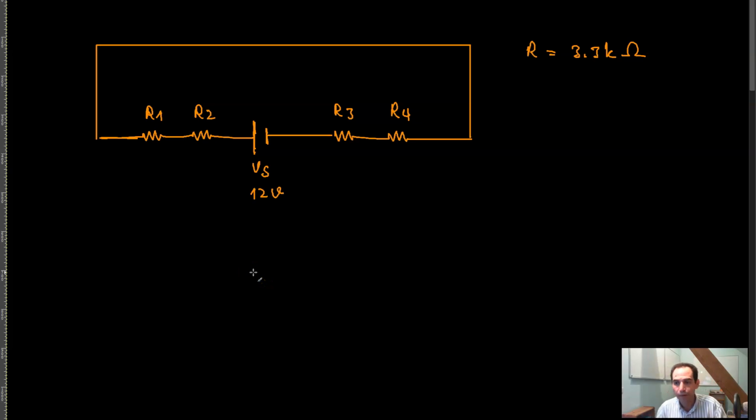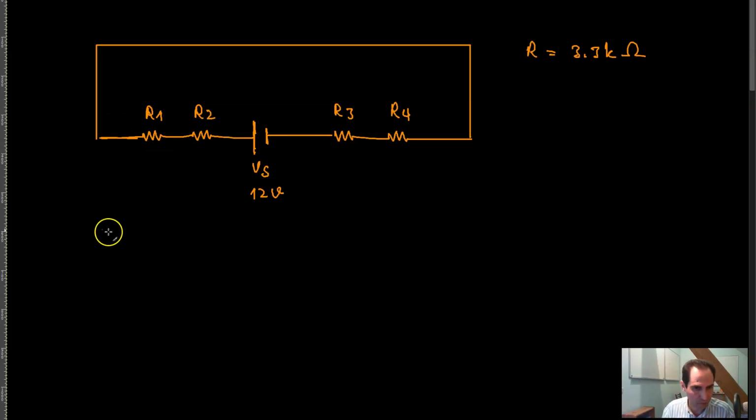Now, basically in this kind of circuit, since of course this is a series circuit, you know that there is a voltage drop across each of these resistors, meaning that there is a voltage drop on R1, voltage drop on R2, voltage drop on R3, voltage drop on R4. Add them all together, you will get the power supply voltage.